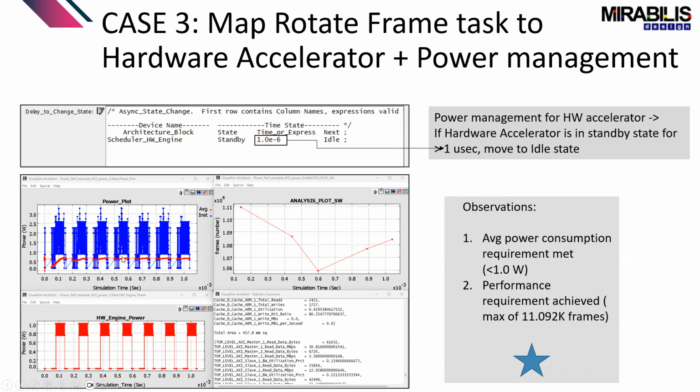And from the simulated result, we can see that the average power consumption requirement was met because the average plot is less than 1 watt. We can see here 1 watt. And the performance requirement is also achieved. It is slightly affected because the maximum value is a bit lower than the previous maximum because of the power optimization technique that we apply.